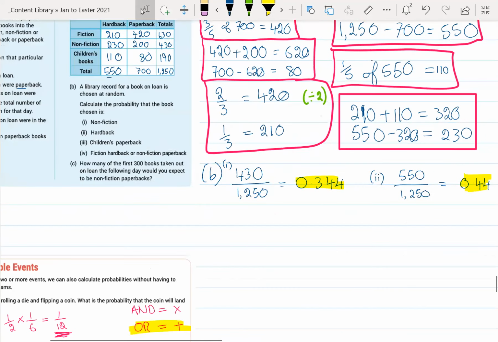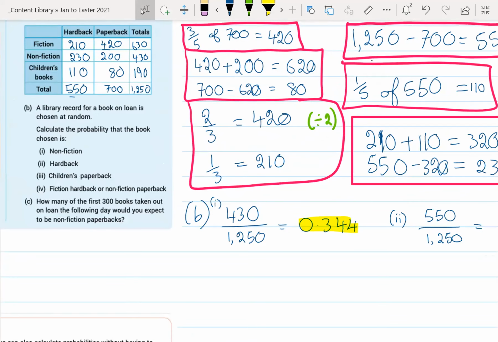Okay, what about next? A children's paperback. They're talking about children's paperback. These 80, so it's going to be 80. So for part 3, it will be 80 over 1250. And let's change that. 80 divided by 1250 gives us 0.064. Okay, final answer.